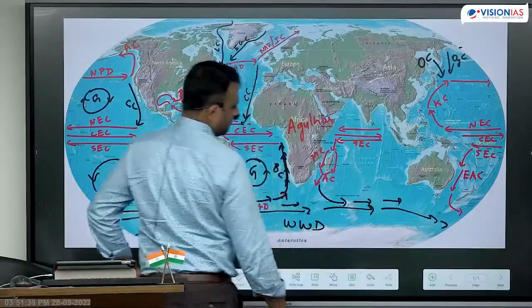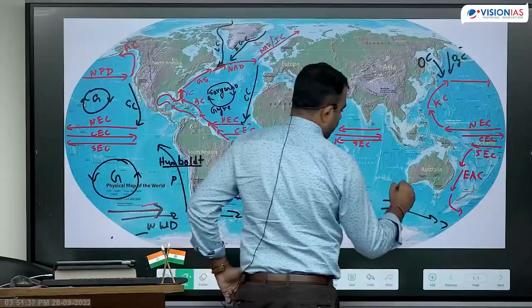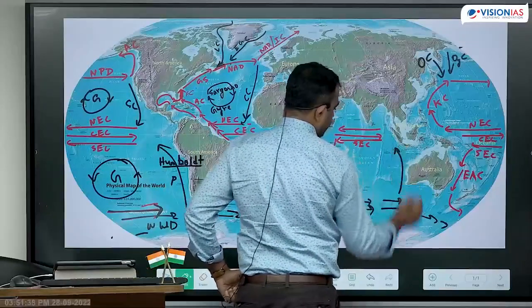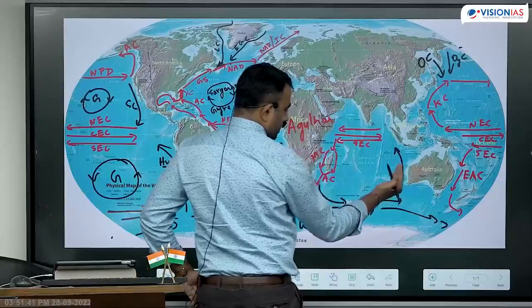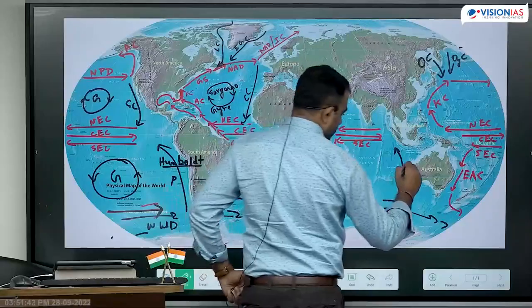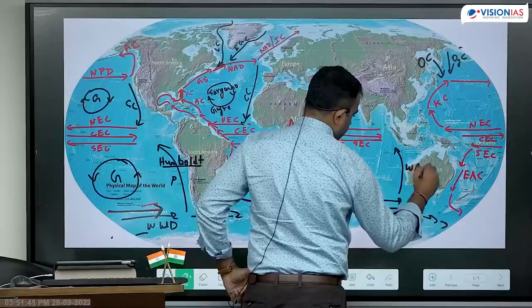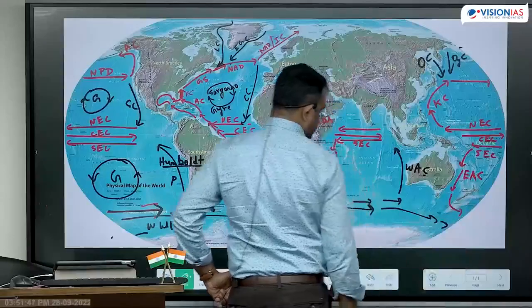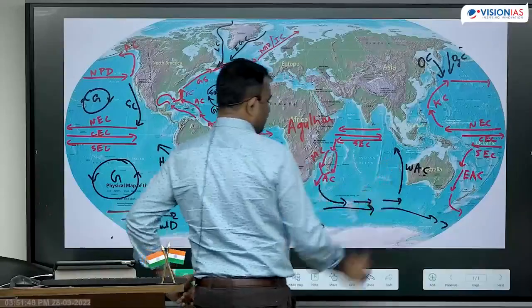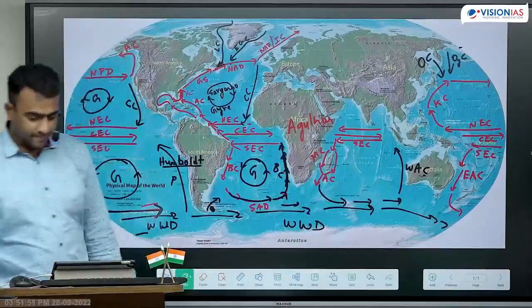drift. And now a part of it again gets bifurcated, moves towards the north along the western coast of Australia, which is called as West Australian current. Here it is East Australian current, which is warm current. West Australian current is a cold current.